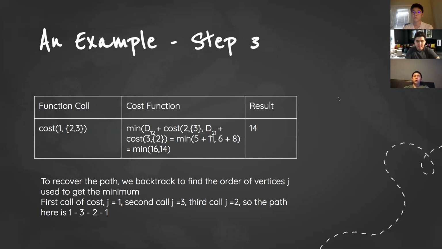Here there are 2 different options to go from city 1. You can either go to 2 or 3. So we have to calculate both of those possibilities. We calculate if you go to 2 first or if you go to 3 first, and then we find the minimum of those values. Again, we're calling cost 2 with set 3, or cost 3 with set 2, which are values we've already calculated in the step before. So we can use the lookup table again to minimize calculations, which saves time.